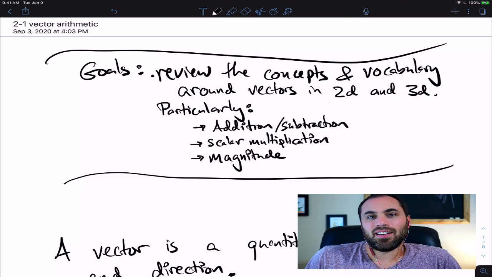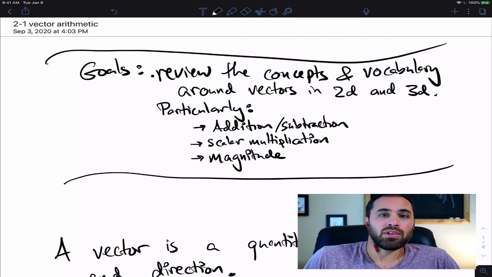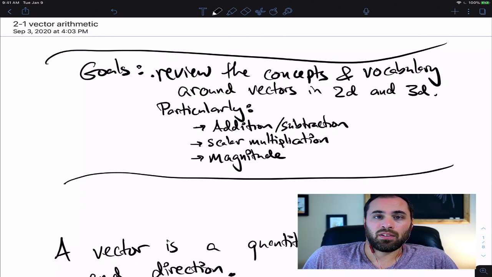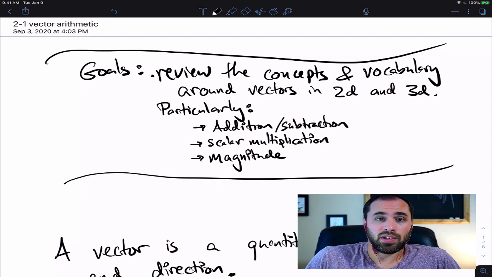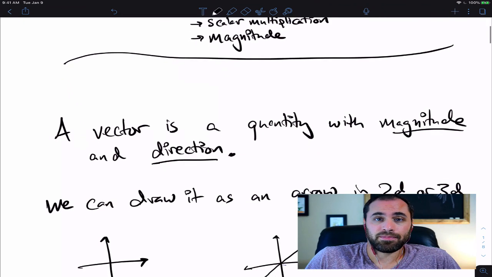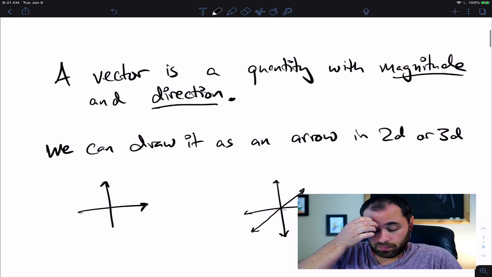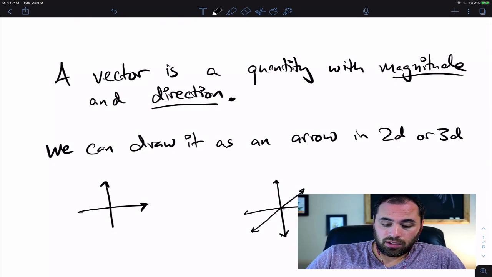Hey folks, in this video we'll review some of the basics of vector arithmetic. Much of this will seem familiar, but I wanted to extend it to 3 dimensions and really make a few things very explicit. So here are some of the goals for what you should be able to do after watching this video and reading the section in the book.